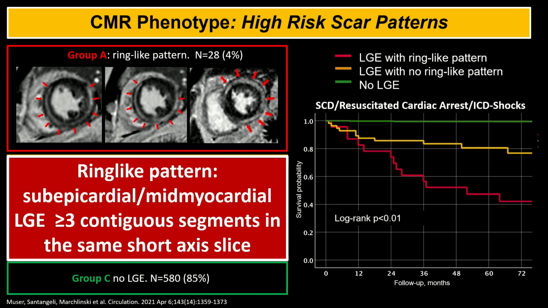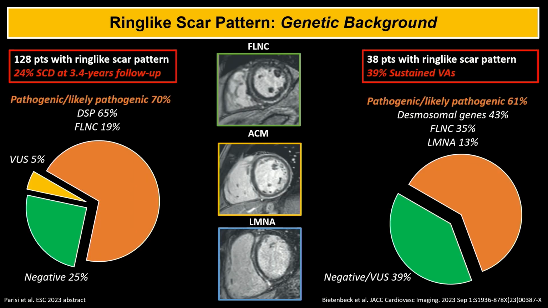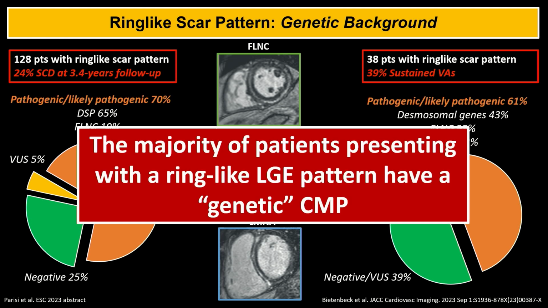And now we are also starting to understand why. If we look at those two very recent studies, we can see how patients presenting with this pattern have a pathogenic mutation of genes like desmoplakin, filamin C, lamin A in up to 70% of the cases. So every time we see this pattern, we have to think about a potential underlying genetic cardiomyopathy, which deserves proper risk stratification and eventually ICD implantation, even if the ejection fraction is completely normal.